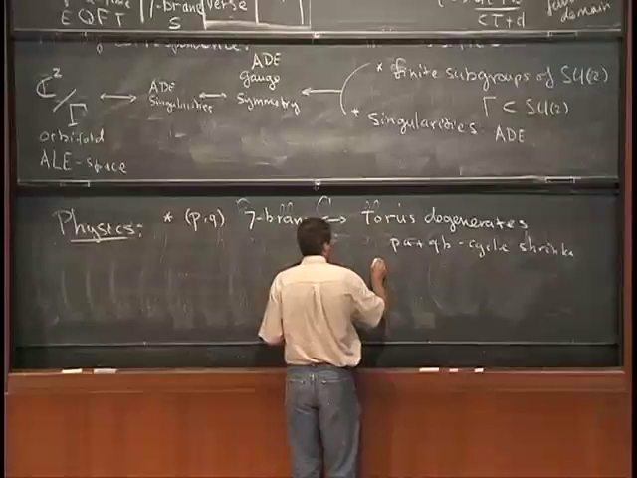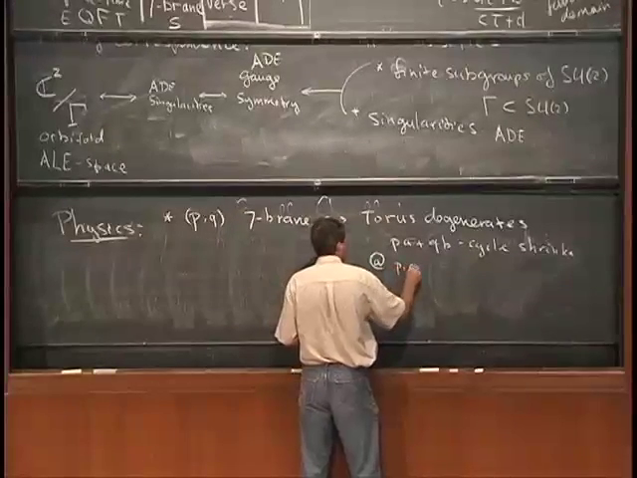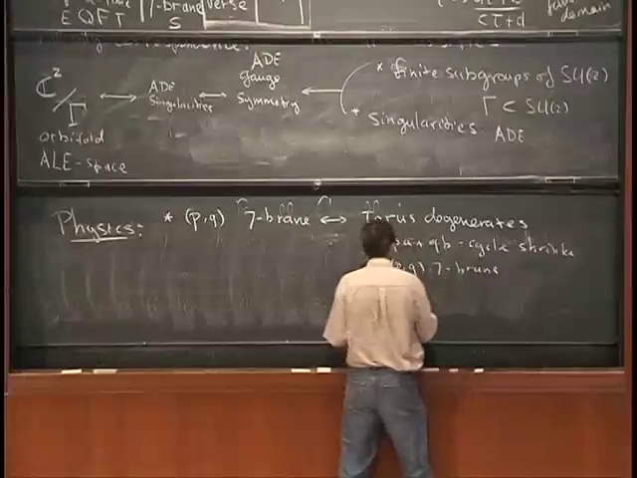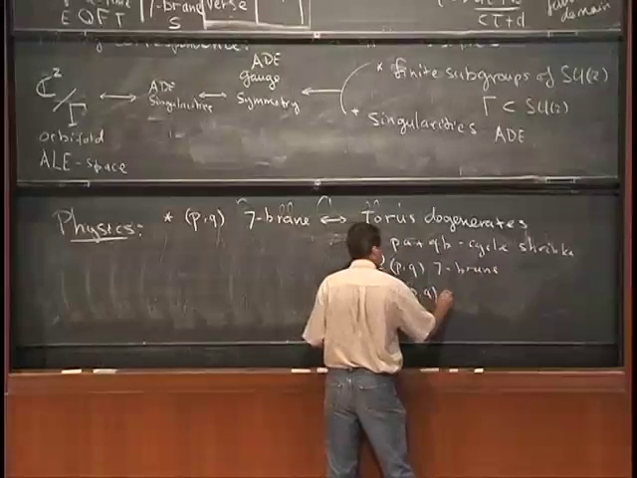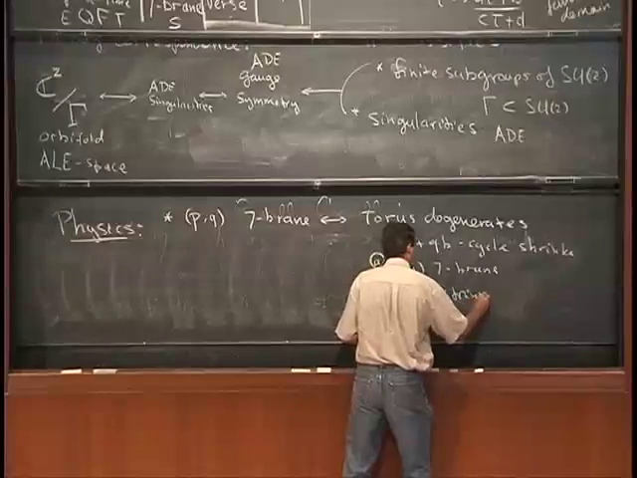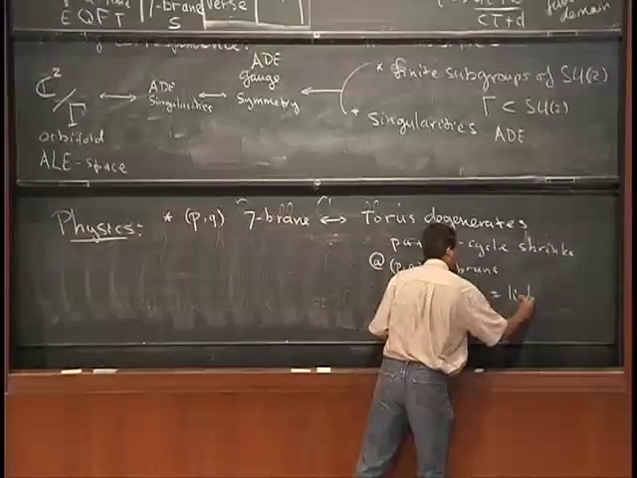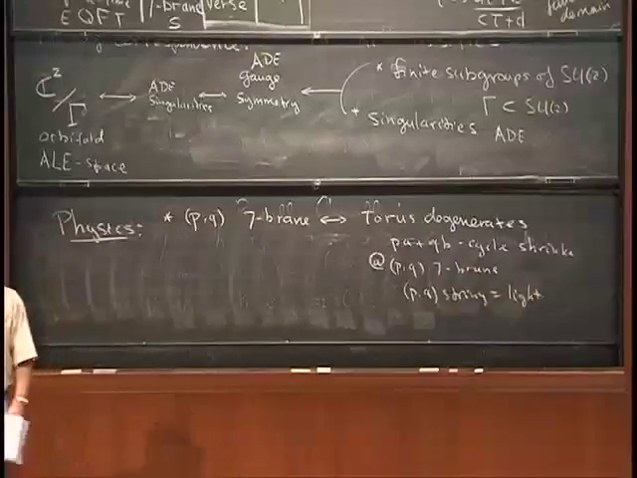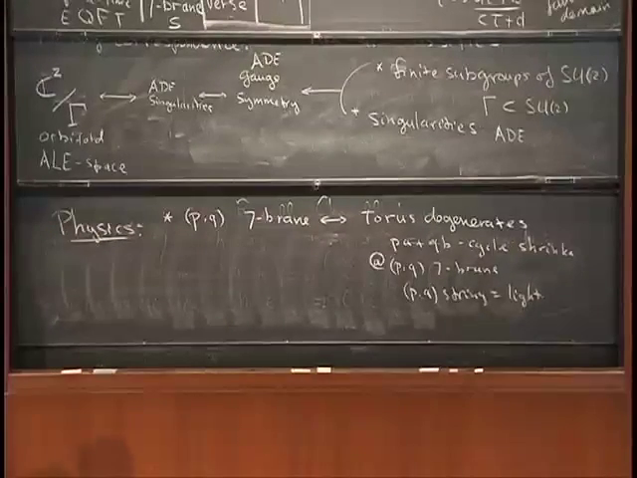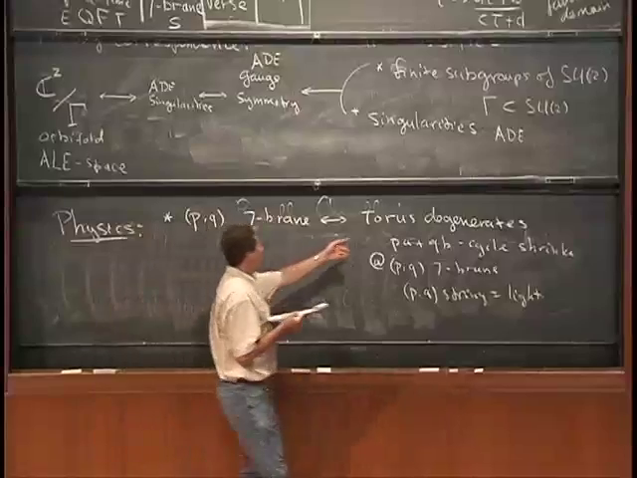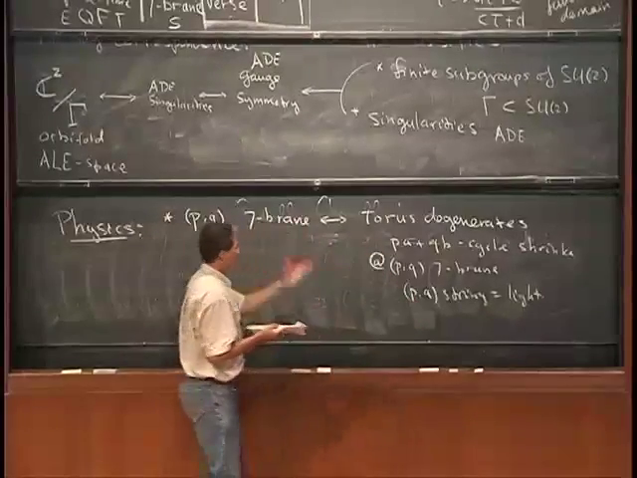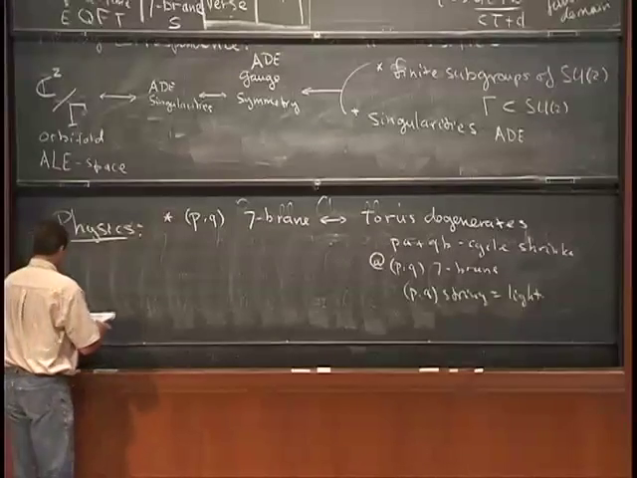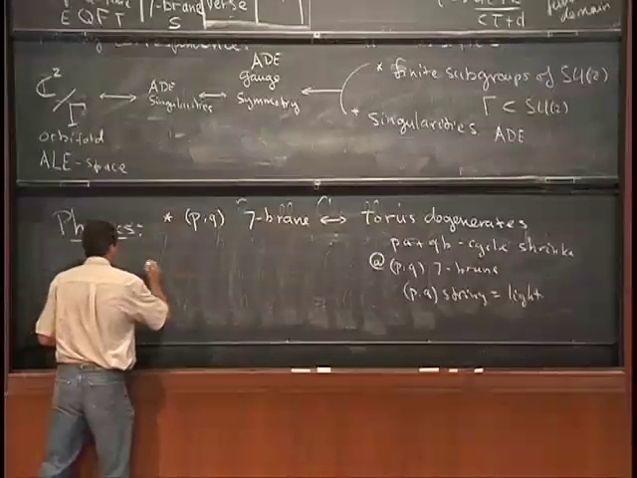Now, at this P, Q 7-brane, the P, Q string becomes light, because the membrane wrapping that particular cycle would become tensionless, or at least essentially it would become light. So that's one remark.